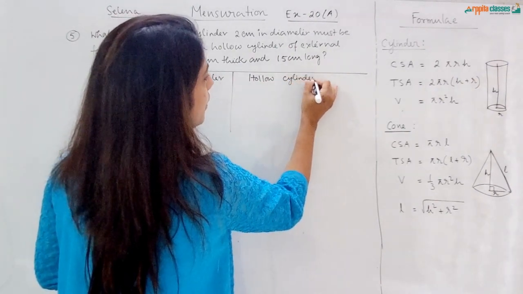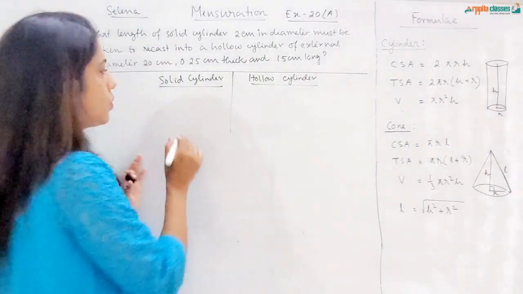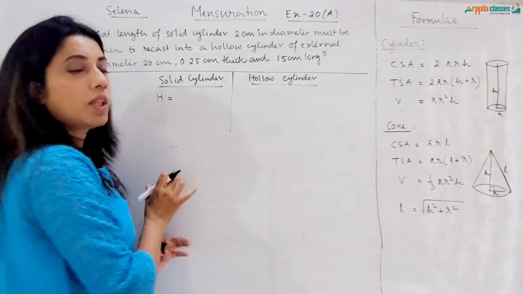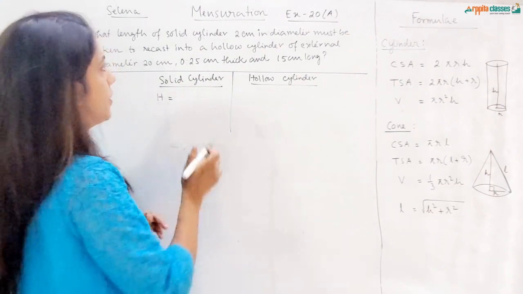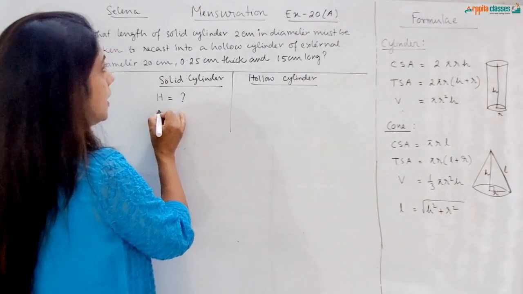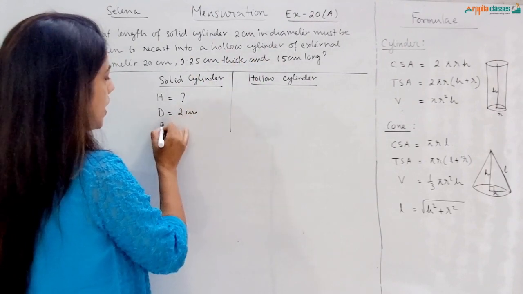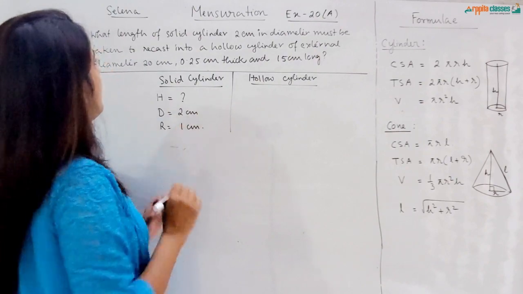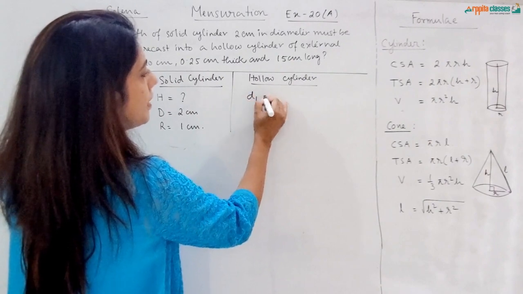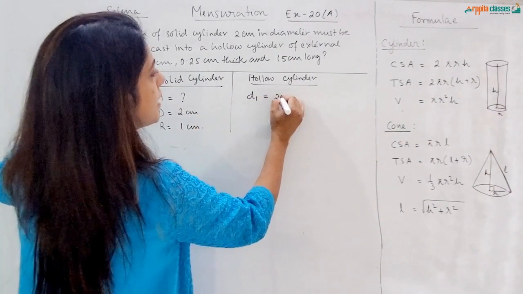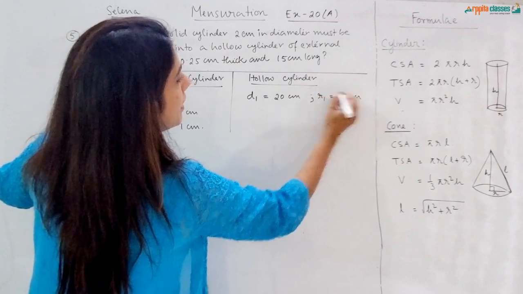We first will note down all the information given. For the solid cylinder they are asking what length, so we'll take it as H. We'll denote all the dimensions of the solid cylinder by capital letters and here we'll denote them by small letters. So capital H we need to find out, and 2 cm diameter, so capital D is 2 cm. So capital R will be 1 cm. Must be taken to recast into a hollow cylinder of external diameter. Here external diameter I am taking as D1, which is 20 cm. So external radius will be 10 cm.